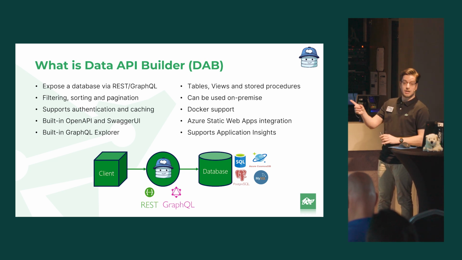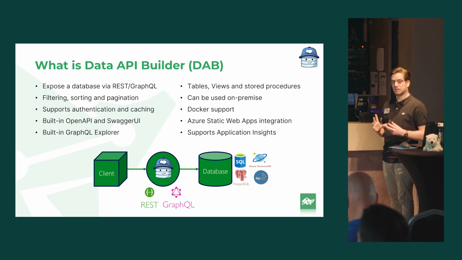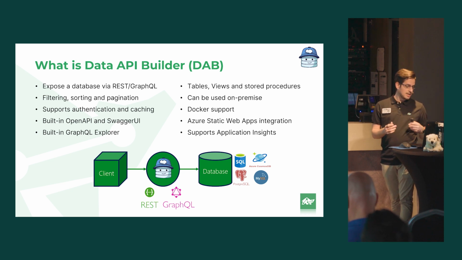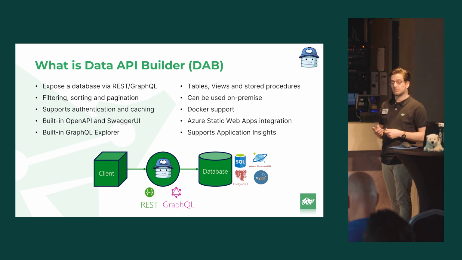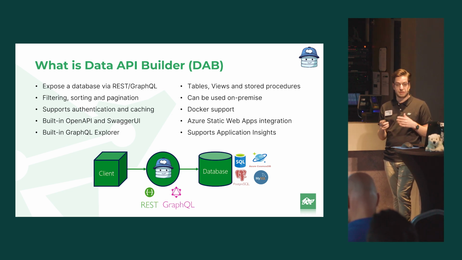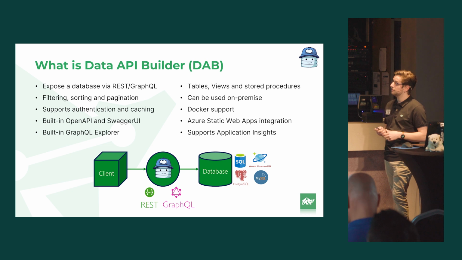Next, there's also OpenAPI and Swagger. I really am a big fan of this kind of stuff. I released a new blog post about this last week, if you're interested. And finally, there's also a GraphQL Explorer, which is built with Hot Chocolate, which is a very popular library for this in .NET. So if you're a big fan of GraphQL, you get it out of the box.